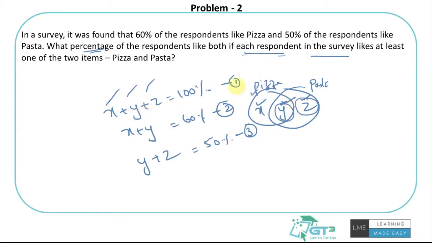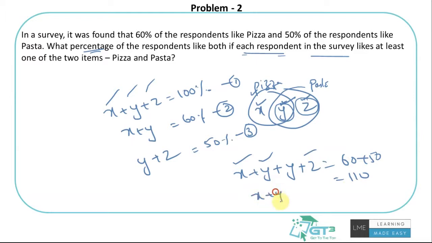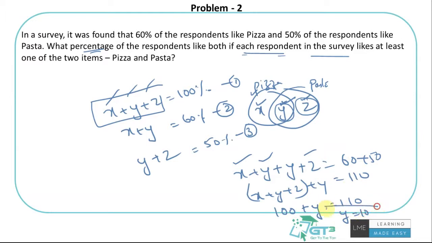So simple, let me add 2 and 3, what do I get? X plus Y plus Z is equal to 60 plus 50%. This is 110%, X, Y and Z, they will come together, plus Y. From equation 1, I know X plus Y plus Z is 100%. So 100 plus Y is equal to 110. So Y is 10. Once I know Y is 10, what is Z? 40%. Right? Y is 10%, Z is 40%, and obviously X is 50%.